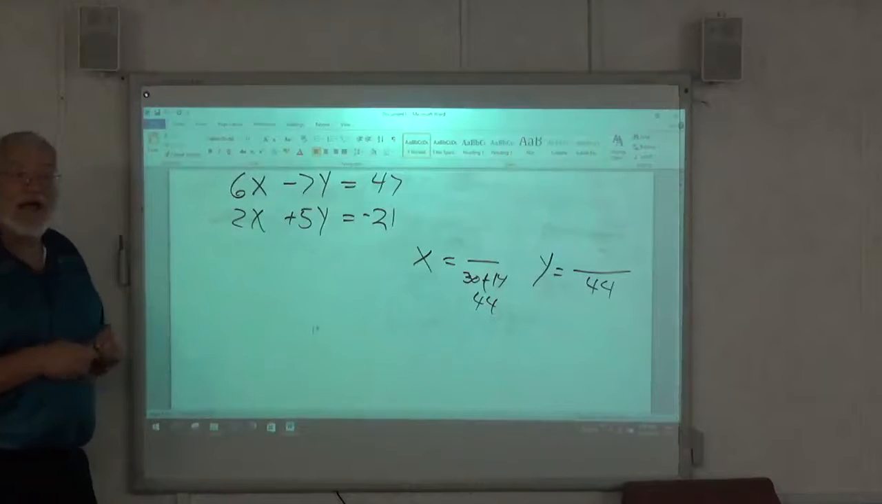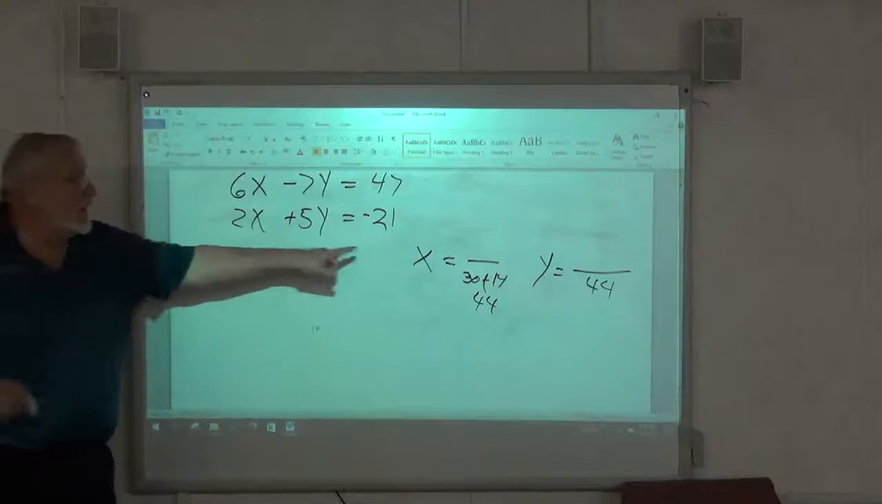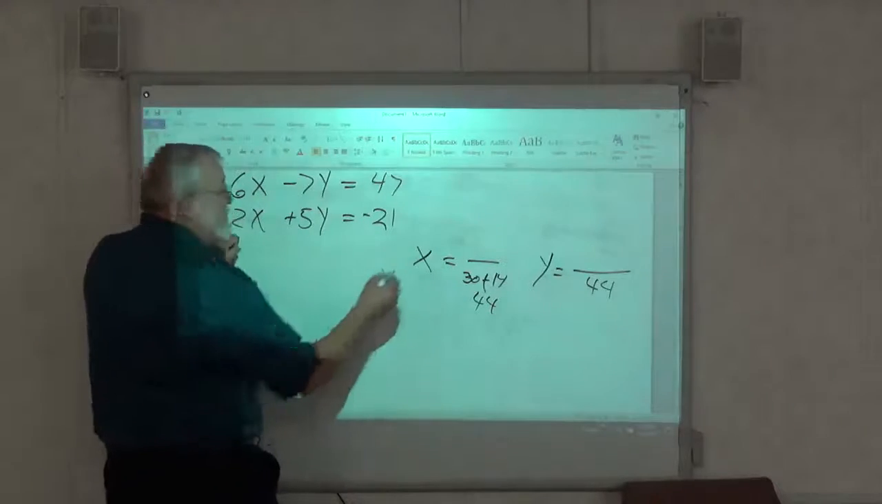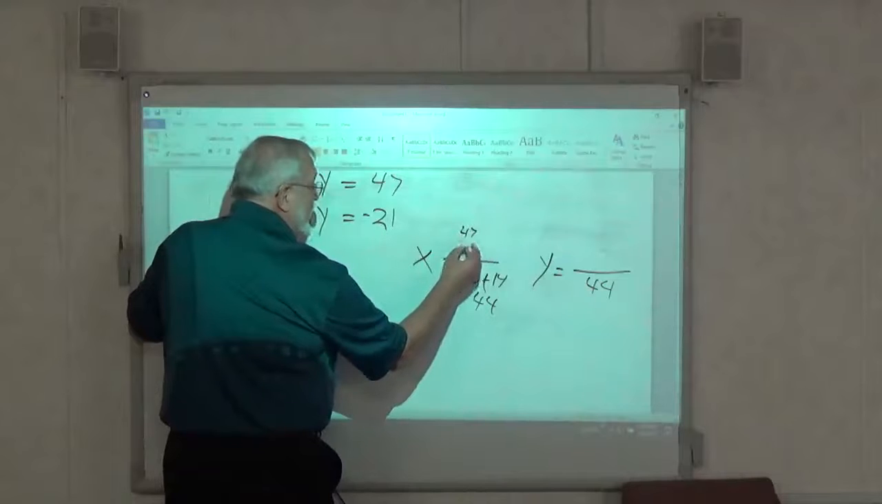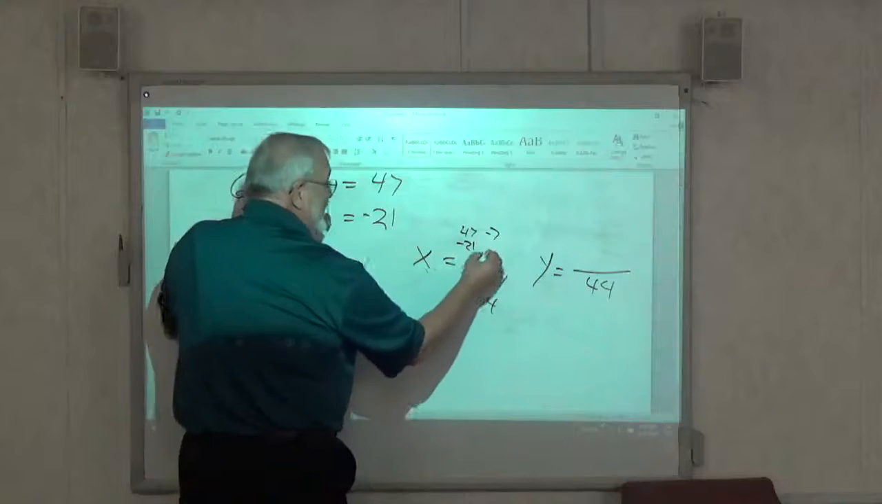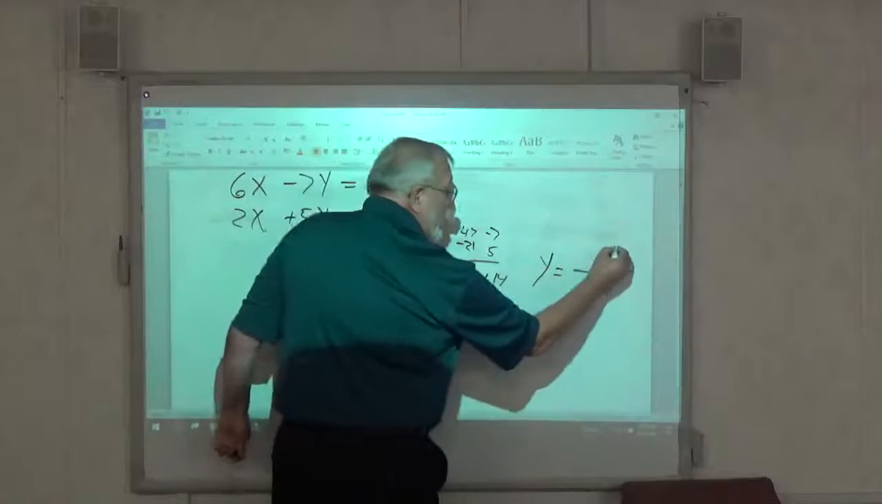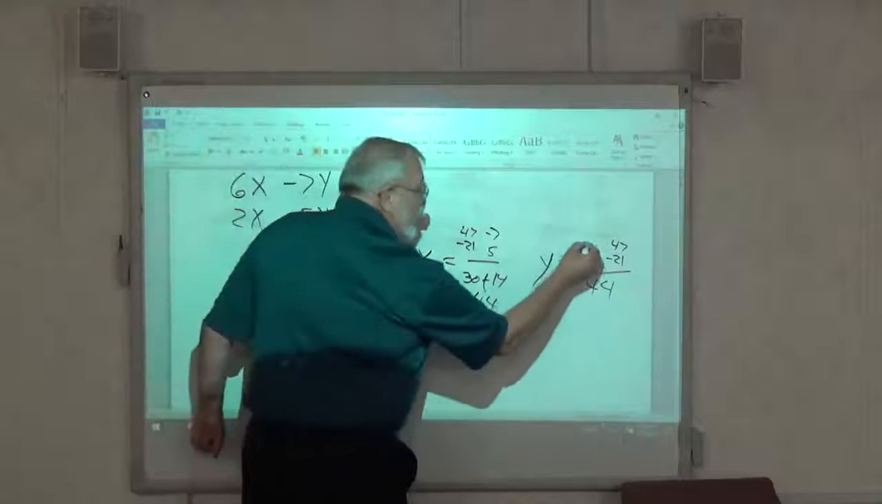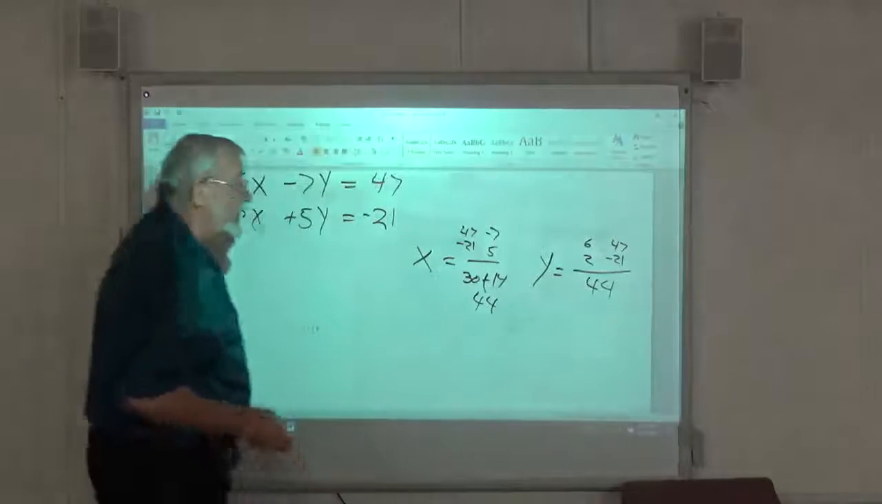Okay? Now, how do I create the numerator for the x? 47. All right, I'm going to replace these with 47 and negative 21, but I'm still going to have the negative 7 and the 5. And over here, the 47 and negative 21 will go there, and I'm going to use the 6 and the 2.